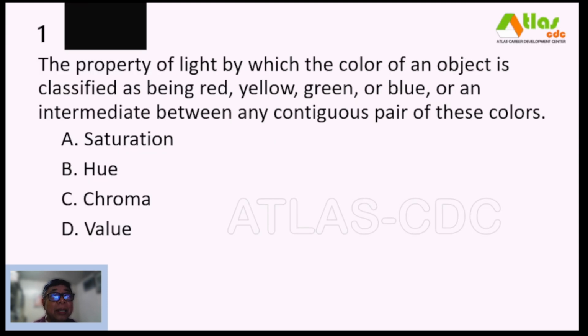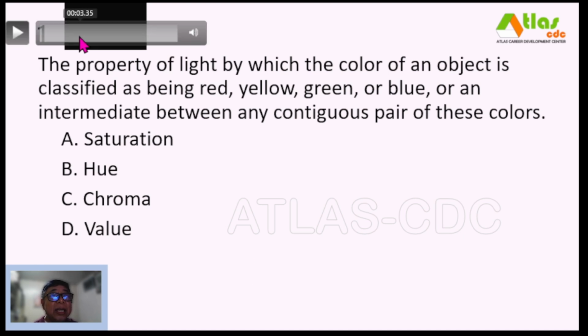Number 1. The property of light by which the color of an object is classified as being red, yellow, green, or blue, or an intermediate between any contiguous pair of these colors. A. Saturation, B. Hue, C. Chroma, and D. Value.